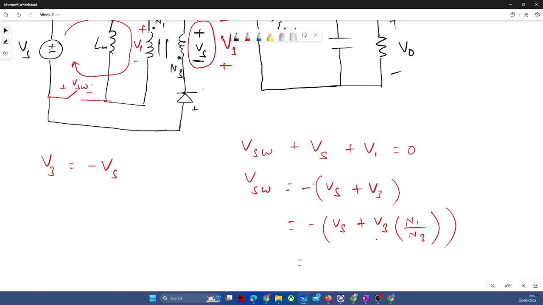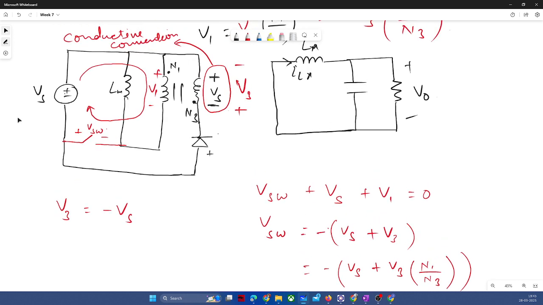And here V1, V3 is from plus to minus, no? See, we are going from negative to positive, and we are taking that convention as positive. So we switch plus Vs, right? Here also we are going from negative to positive. Okay, sir, you are saying that V1 should be minus this way. Okay.